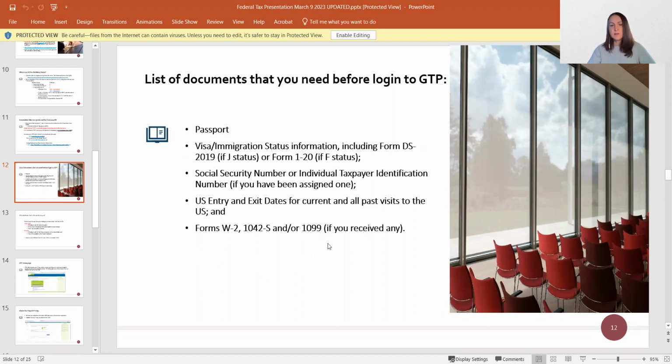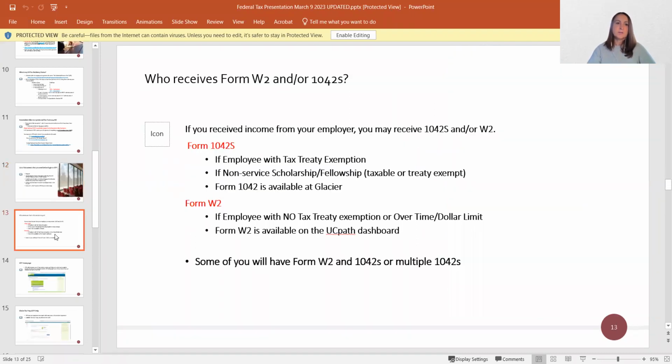1099, I've never seen students or scholars receive a 1099 here, so we're not going to be covering this. But let's talk about W-2 and 1042-S.